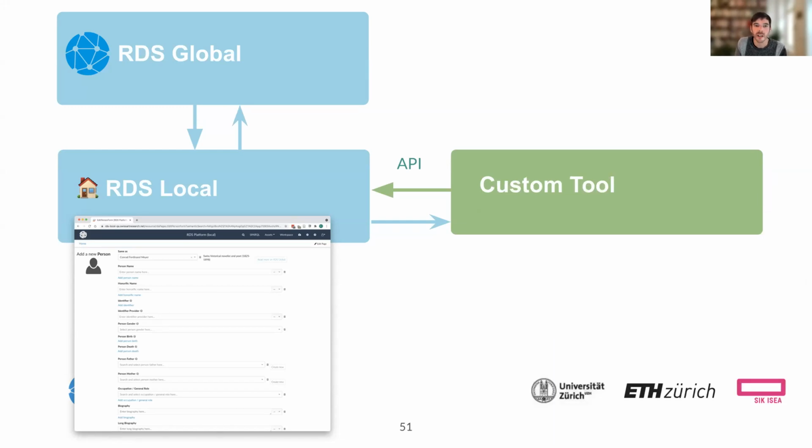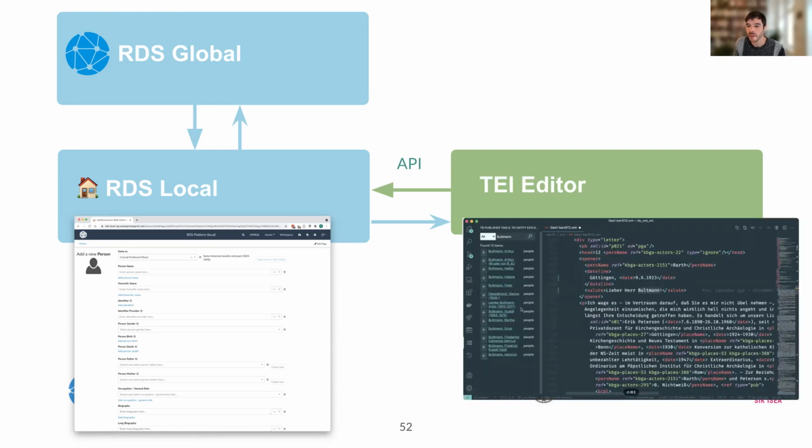And of course, because the reconciliation API is very well documented, you can also connect your own custom tool to the RDS Global or RDS local service. For example, one thing we have not yet developed but intend to do is a plugin for the TI publisher. It already has connectors to reconciliation APIs. So this is something where we want to add a connection to the RDS system, so you can use the TI editor to then add reference data and links through RDS local or RDS global.